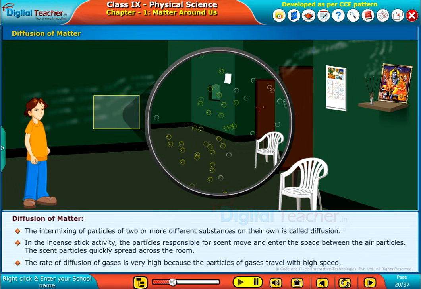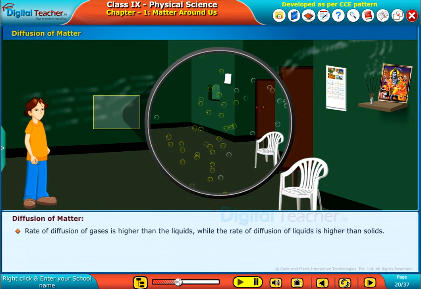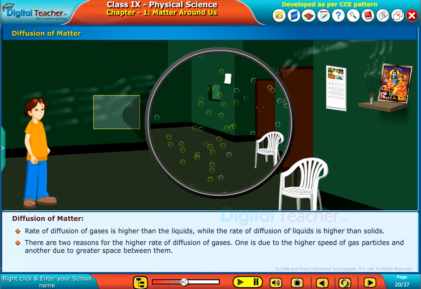The rate of diffusion of gases is very high because the particles of gases travel with high speed. Rate of diffusion of gases is higher than the liquids, while the rate of diffusion of liquids is higher than solids. There are two reasons for the higher rate of diffusion of gases. One is due to the higher speed of gas particles and another due to the greater space between them.